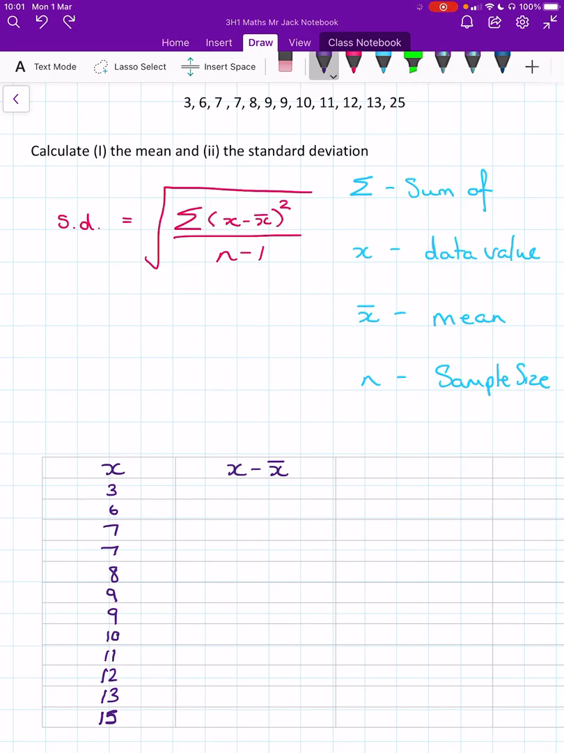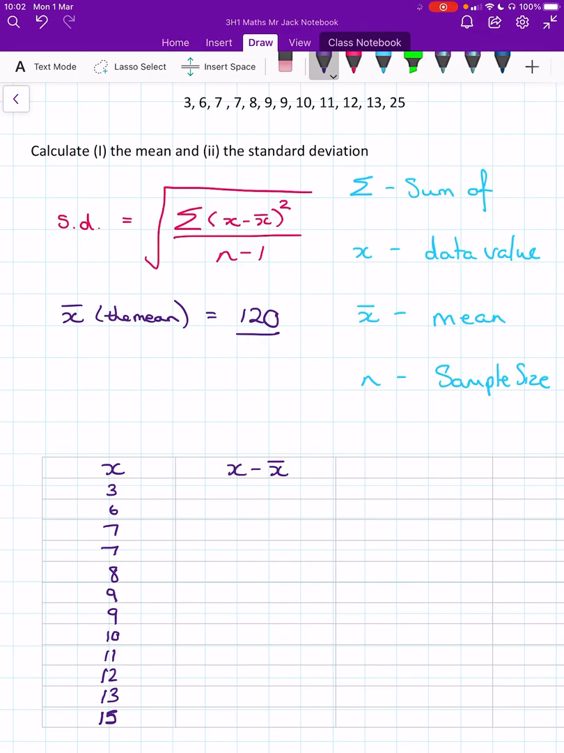Remember, x bar is just the mean. So x bar, I'm going to write in brackets the mean. You don't need to write that obviously for yourselves, but just as a reminder, we have to add up 3 plus 6 plus 7 plus 7 plus 8 plus 9 plus 9 plus 10 plus 11 plus 12 plus 13 plus 25. Now I happen to know that's 120.